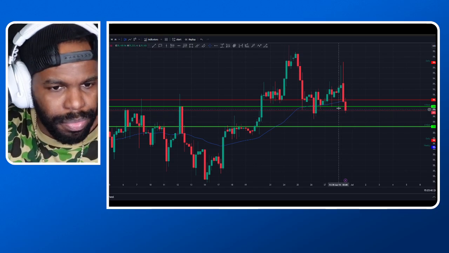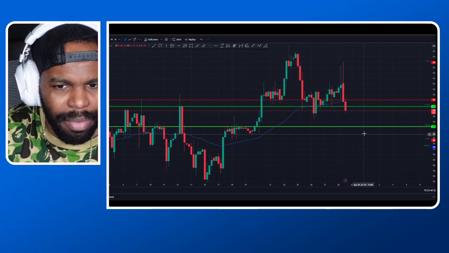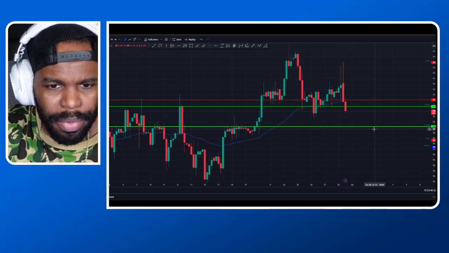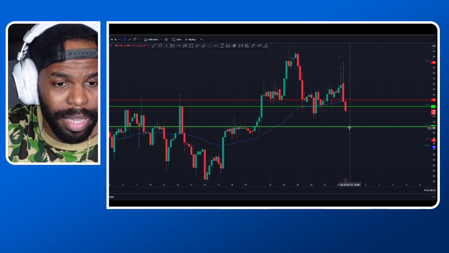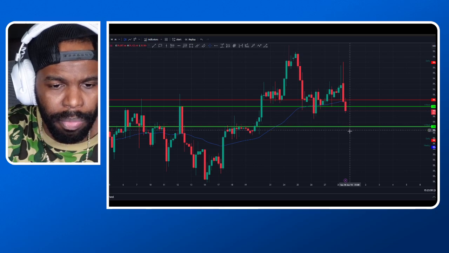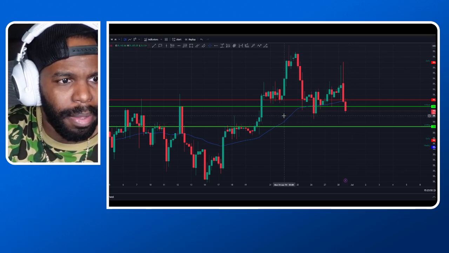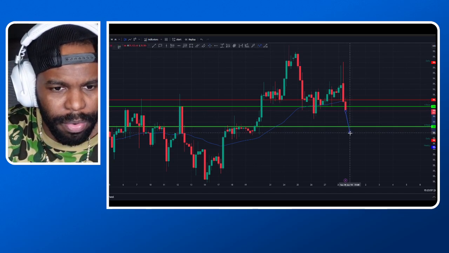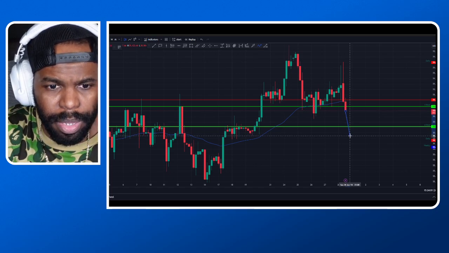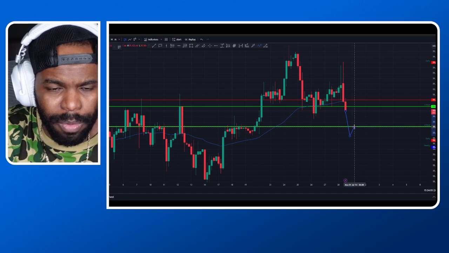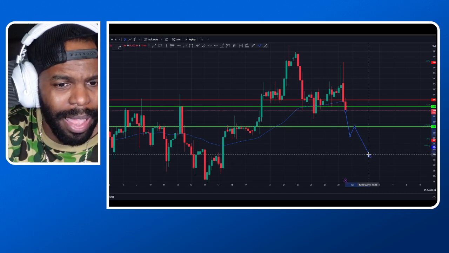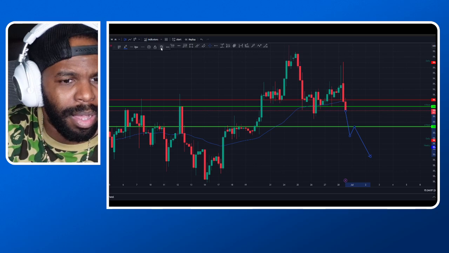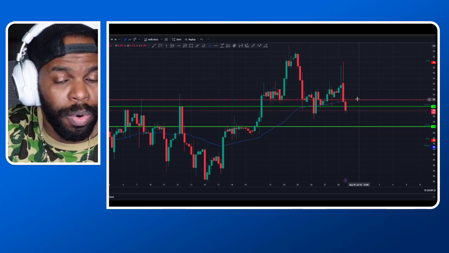And then once price reaches these levels, support and resistance, you can either take trades off of them or you can wait for the break and retest. Say for instance, you can wait for price to break the support, come back and retest. Now resistance, you can do it like that. But it all depends where the market is heading.